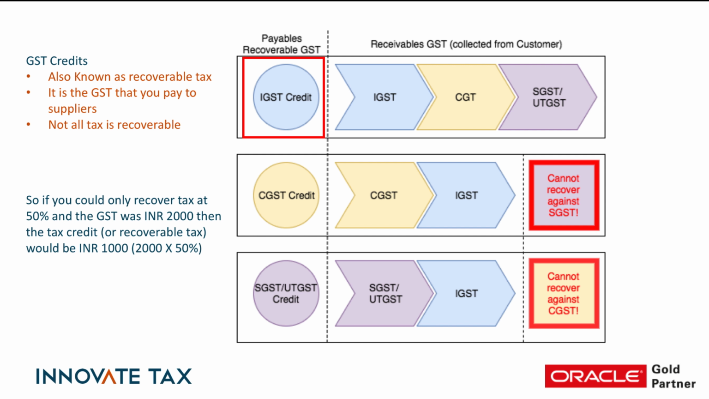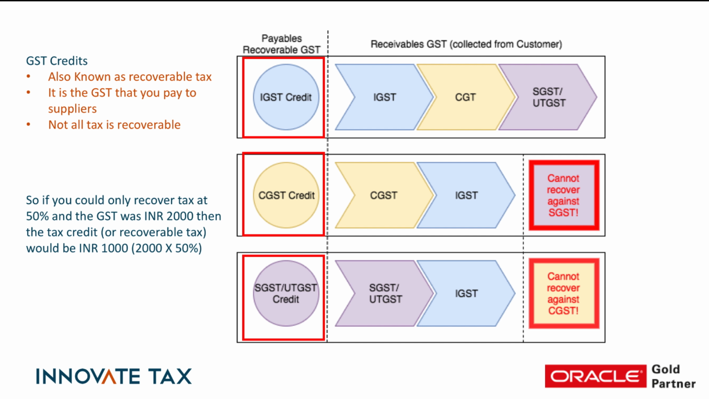So you could actually have a situation where the tax is 2,000 rupees, but if you're only 50% recoverable, then only 1,000 of those rupees would actually be able to be recovered, i.e. you'd only have 1,000 credits, or 1,000 worth of credit. So that's very important to recognize. The same would then go true.